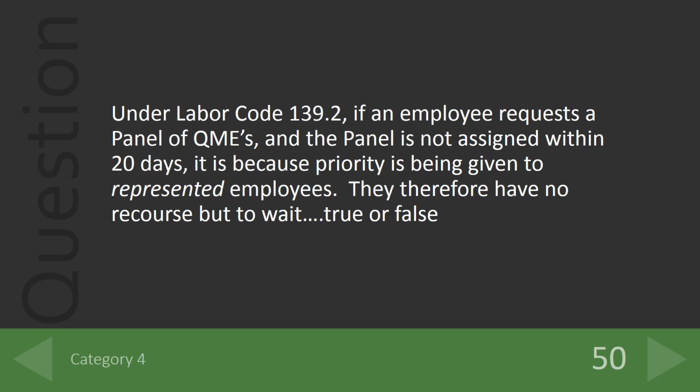So let me ask you, true or false, if an employee requests a panel of QMEs and the panel is not assigned within 20 days, it's because priority is being given to represented employees. In other words, there's a backlog, the panel has not been issued, and priority is being given to represented employees. If you're an unrepresented injured worker, you therefore have no recourse but to sit tight and wait for the issuance of your 3-doctor panel. Is that true or is that false?